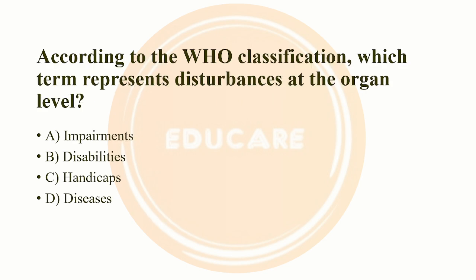Next, according to WHO classification, which term represents disturbance at the organ level? Option: impairments, disabilities, handicap, diseases. The answer to this question is option A, that is impairment.